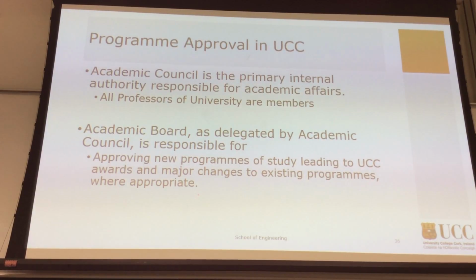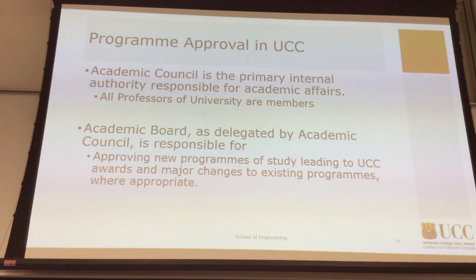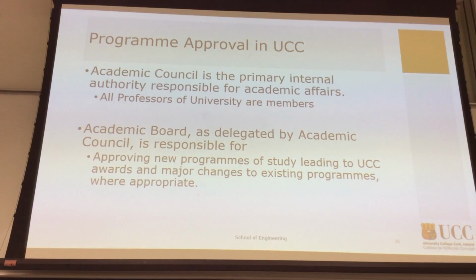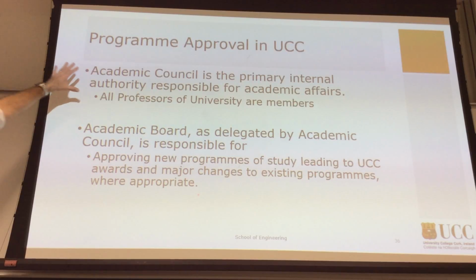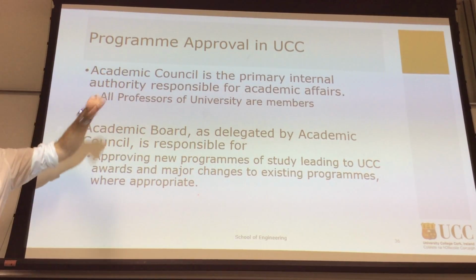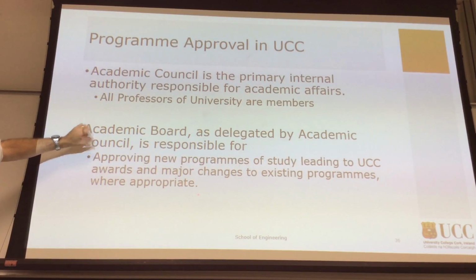Okay? So the heads of all the colleges would be on Academic Board, and the heads of the university committees, such as the Curriculum Committee, the Teaching and Learning Committee, the Research Committee, the Ethics Committee, they would all be members of Academic Board. And then there are elected people on Academic Board as well. So even though Academic Council is the number one, the working body is Academic Board.